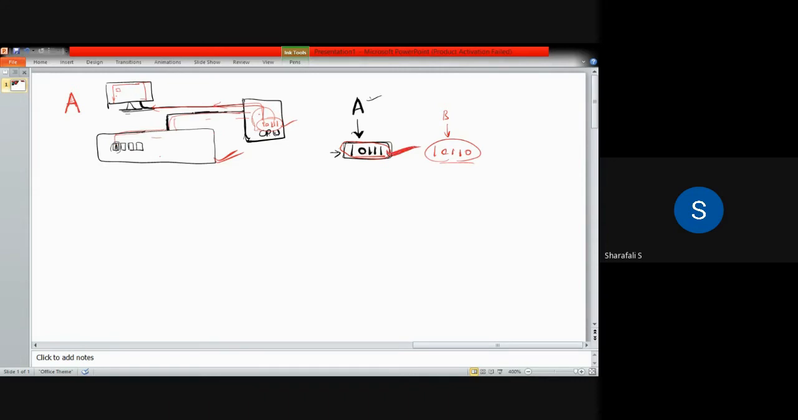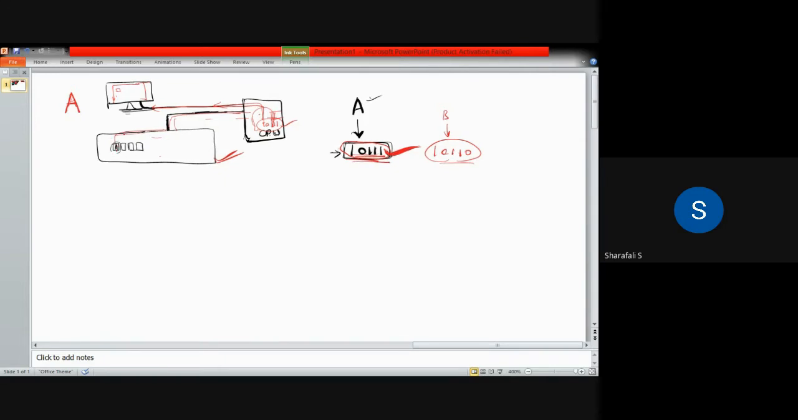Whatever you have written, that's 10111, will be stored in its memory. Basically, it will use this kind of data to do all these kinds of processes. We will discuss more detail about the operation when we discuss the microprocessor.